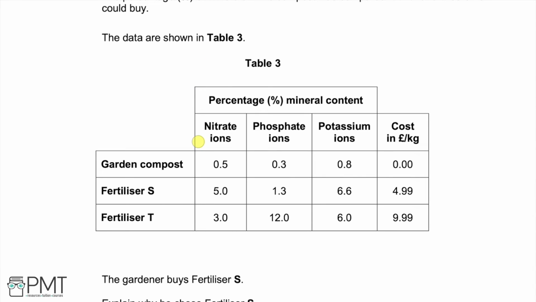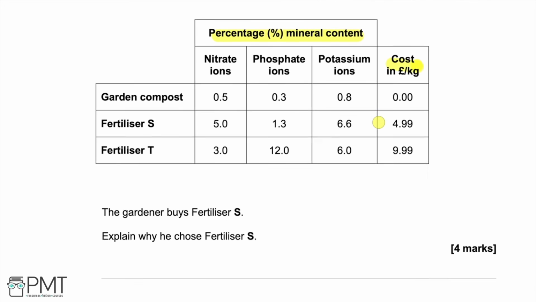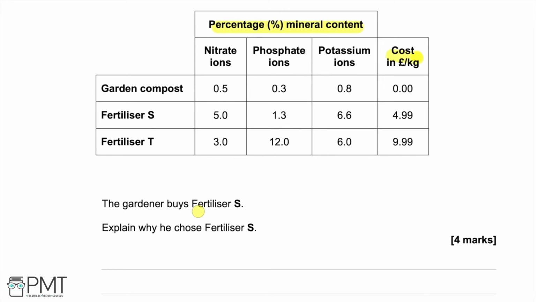Let's have a look at Table 3. Well, it has the percentage mineral content. Now this includes nitrate ions, phosphate ions and potassium ions. Alongside this, it tells us the cost in pounds per kilogram. This data is shown for garden compost as well as fertilizers S and T. The gardener buys fertilizer S. Explain why he chose fertilizer S.